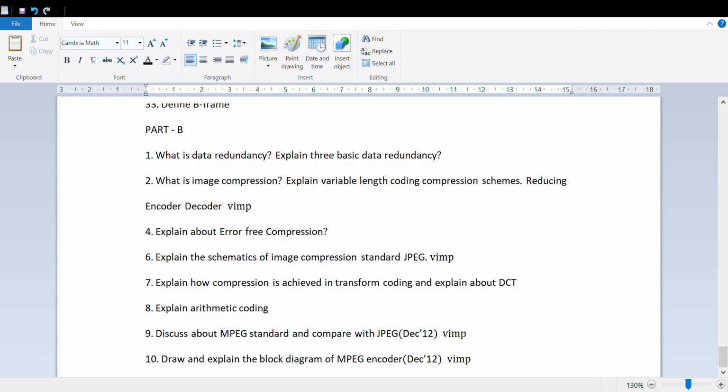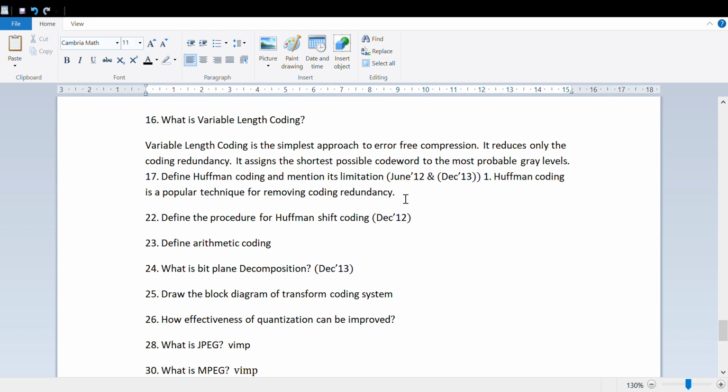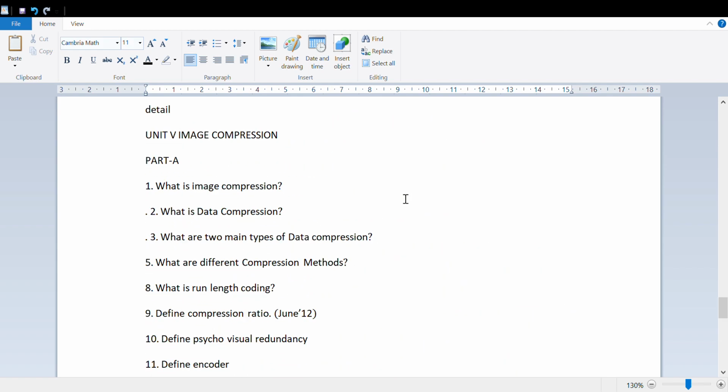I think you can expect these questions for direct 10 marks. This is a 10 marks question. This is also a 10 marks question. What is data redundancy? And explain data redundancy. These are the questions from unit 5.